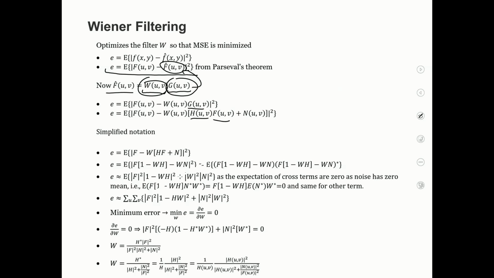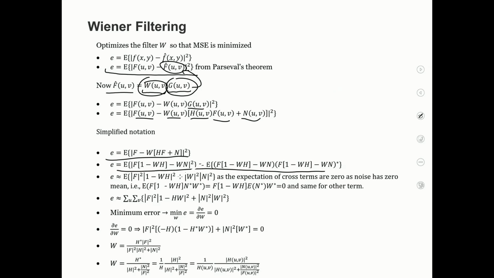And what is G(U,V)? It's H(U,V) F plus noise. Just to simplify notation, I remove the terms U and V because they are repeating, to make things easy. If I do this, I get this simple equation. All these values are complex numbers. Why? For Fourier, this is a complex number, right? If I take the absolute value square of the complex number, I can write it like this.